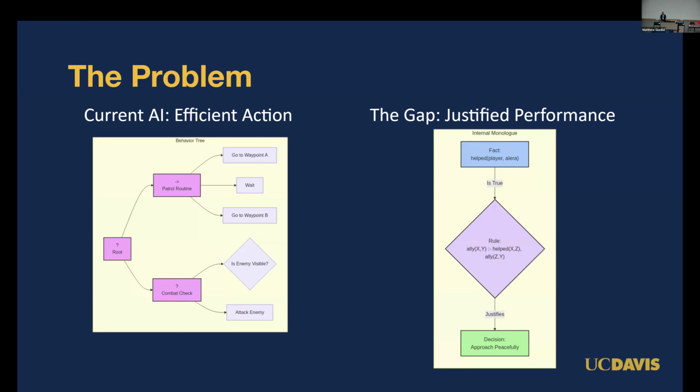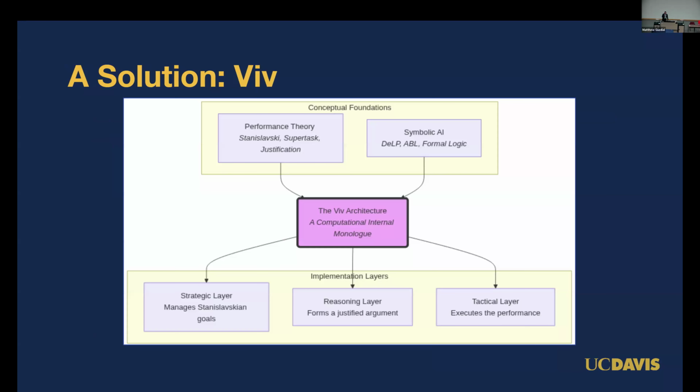act, but truly perform? So to answer this, I developed Viv, which we talked about previously, an agent architecture that synthesizes two powerful domains, Stanislavski's performance theory from theater and symbolic AI. And this is how it works. It's a 3-layer system. First, its strategic layer that's written in C# within Unity acts as the actor's mind, and it manages the character's high-level goals called supertasks.